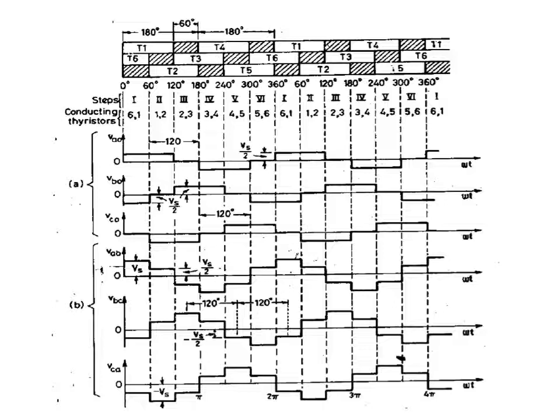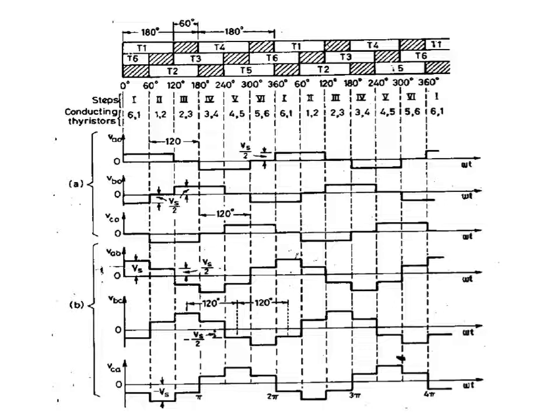At omega t equal to 300 degrees, T4 is turned off. Then a 60-degree interval elapses before T1 is turned on again at omega t equal to 360 degrees. In the second row, thyristor T3 is turned on at omega t equal to 120 degrees as in the 180-degree mode inverter. Now T3 conducts for 120 degrees, then a 60-degree interval elapses during which neither T3 nor T6 conducts.